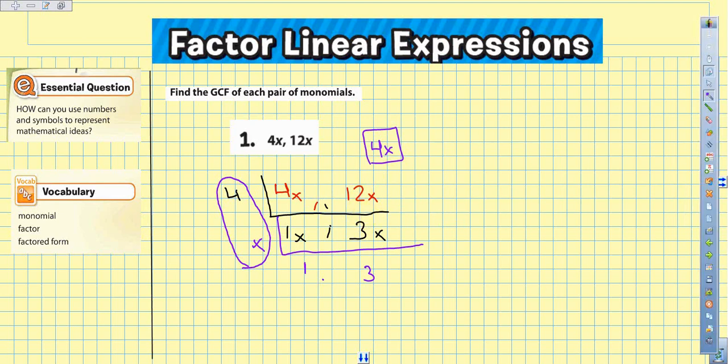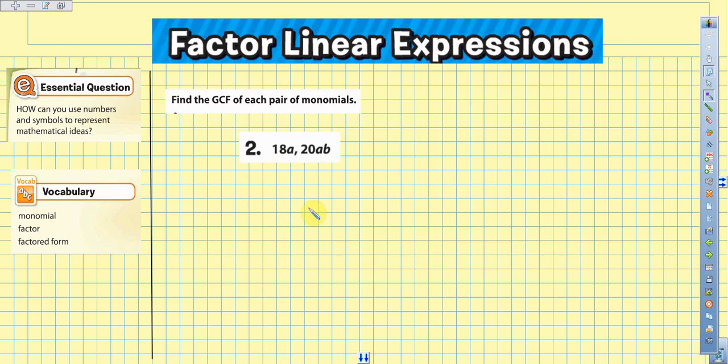Let's take a look at a different type of problem. It's the same idea. We're going to take 18a, we're going to take 20ab, and put that into the ladder method. Okay, same idea, same thing. Sometimes we can't figure out what can go in this, and sometimes it's just best to start out with 2. 2 goes into 18 9 times, but 2 goes into 20 10 times. But don't forget, you still have your variables. You have your a, and we have our ab.